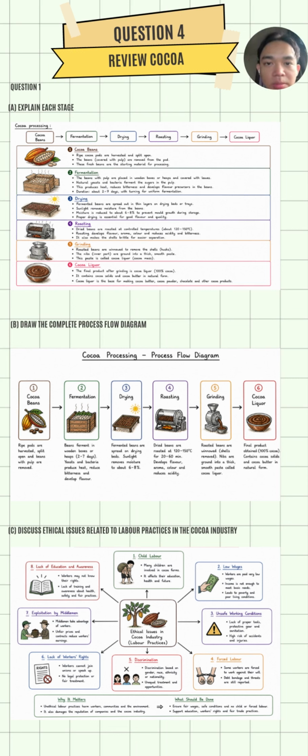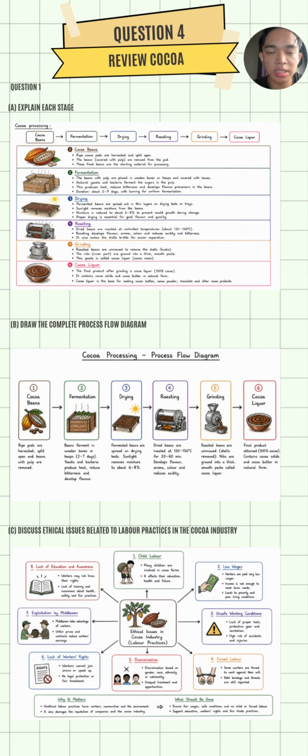Next is question 2. The process flow can be summarized as cocoa bean, then fermentation, then drying, next roasting, next grinding, and finally cocoa liquor is the product. Each step is important because it clearly develops the final quality, flavor, and texture of the cocoa product.